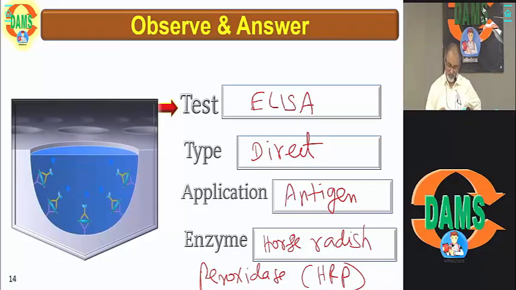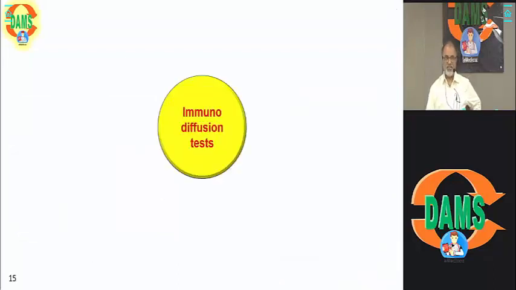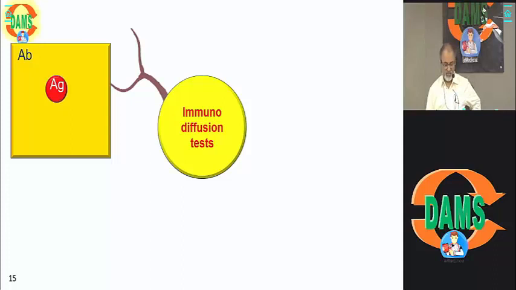Next is, listen to me carefully. Immunodiffusion tests, one by one. Don't worry, because certain animations we cannot make in your book, but your book contains all the contents. See carefully here. Antigen, antibody. Now the antigen diffuses into the antibody, it forms the line of precipitation.